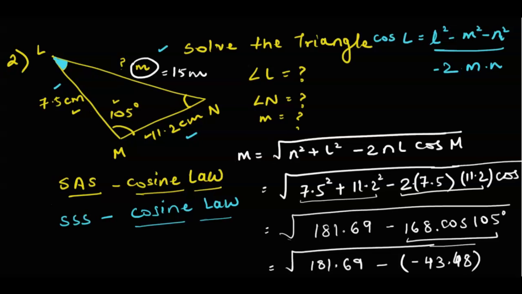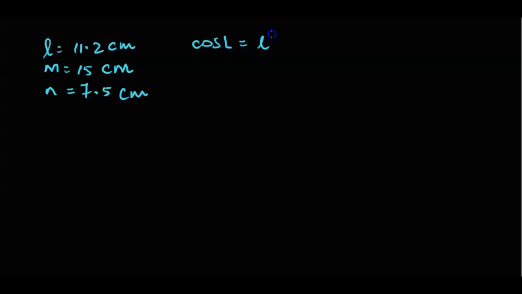Let's write down all the sides first. We're given side L as 11.2 centimeters, side M as 15 centimeters, and side N is given to us as 7.5 centimeters. Cosine L is L square minus M square minus N square divided by negative 2 times M times N. We'll sub in all the values here.